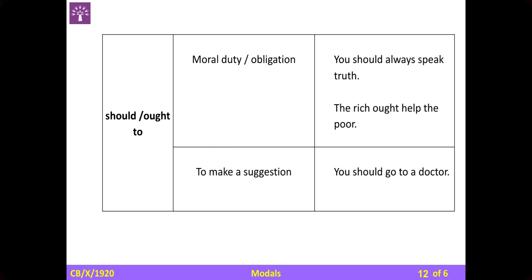Should and ought to are similar in meaning. Should or ought to, they express duty and obligation, but that is moral duty or obligation, so not in the mode of compulsion. You should always speak the truth. The rich ought to help the poor. They also express a suggestion. They are used to make a suggestion also. You should go to a doctor. A piece of advice you can give to a friend. You should not do that. You should do that in this way.